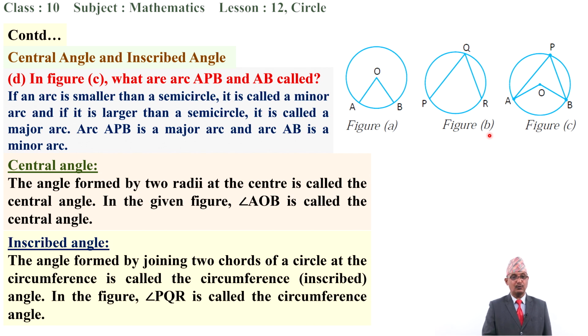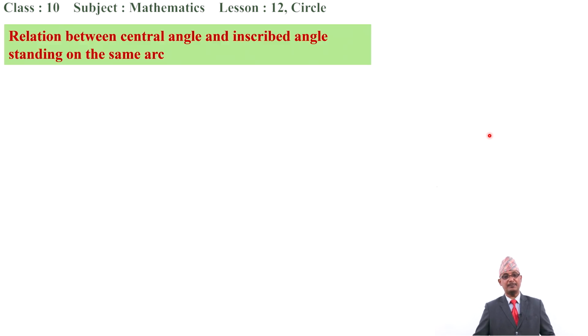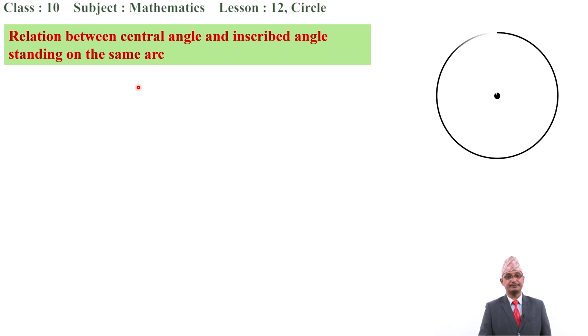Now the question is, what is the relation between central angle and inscribed angle standing on the same arc? In the previous class, we have already proved experimentally that central angle is 2 times the inscribed angle standing on the same arc. Here also, we are going to find the relation between central angle and inscribed angle standing on the same arc. So firstly, we draw a circle with center O.